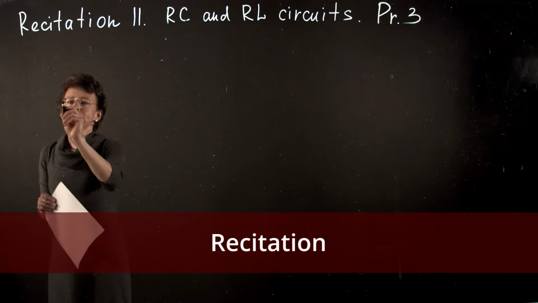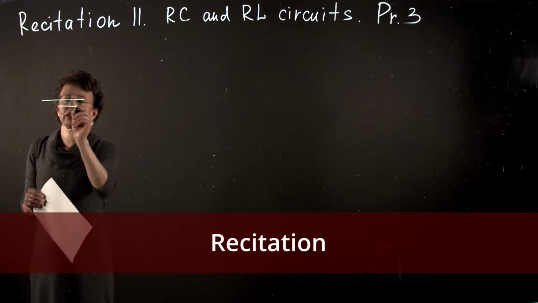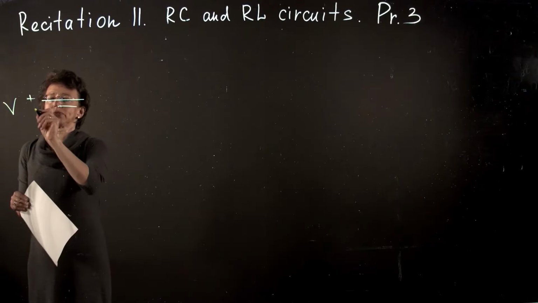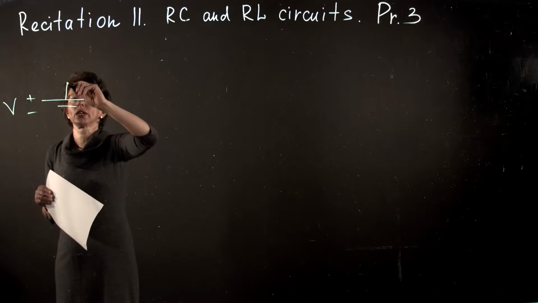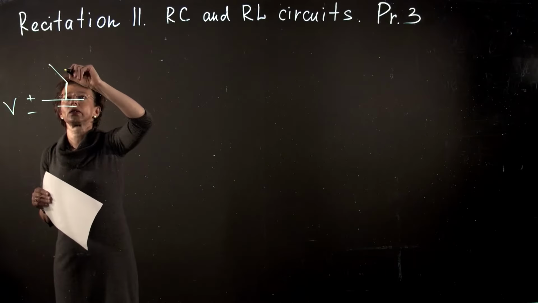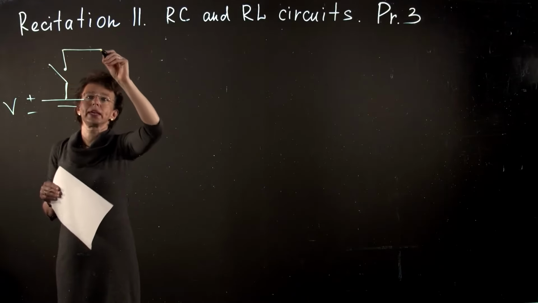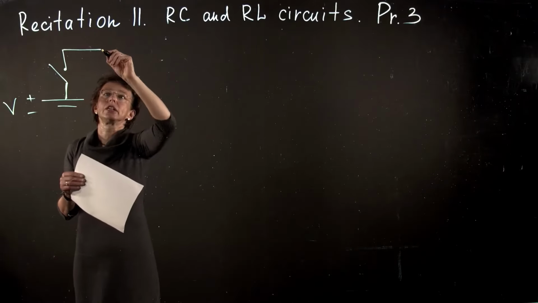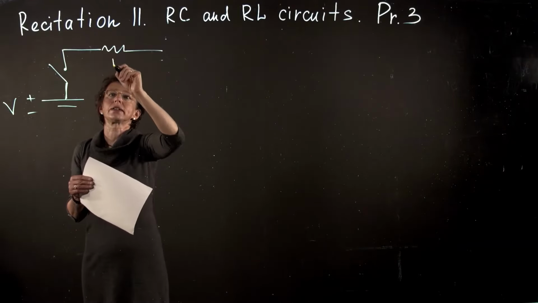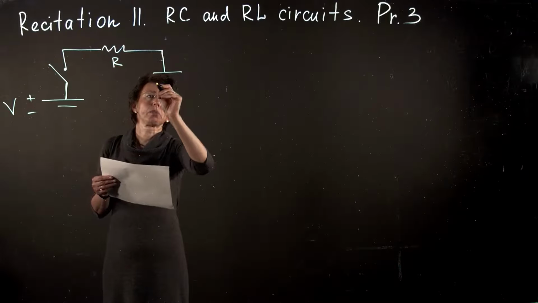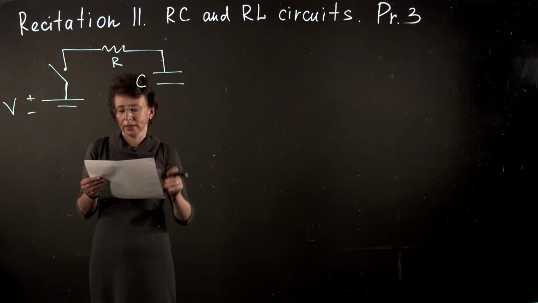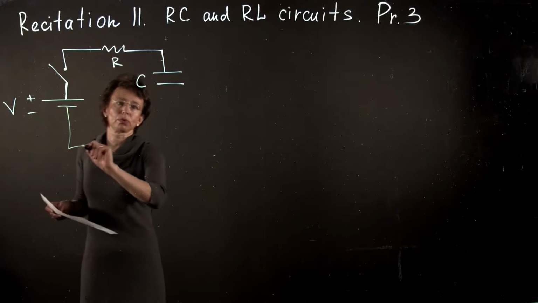For problem 3, we will have a circuit with a battery, voltage V, plus minus. Then we will have a switch. Then we will have a resistor, resistance R. Then a capacitor, capacitance C. And we close the loop.